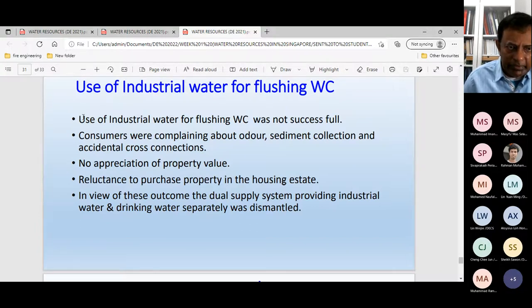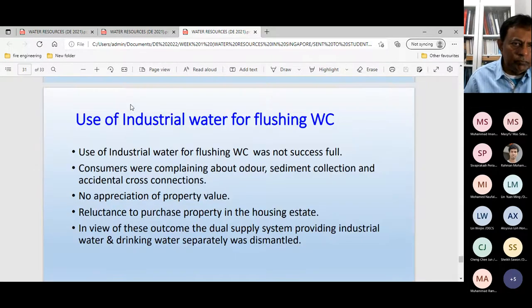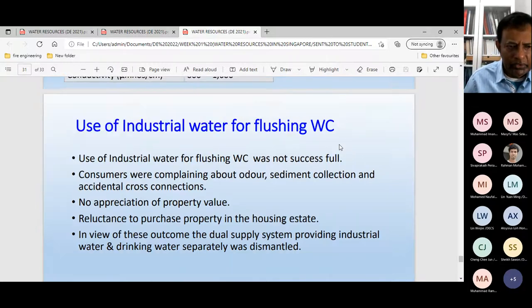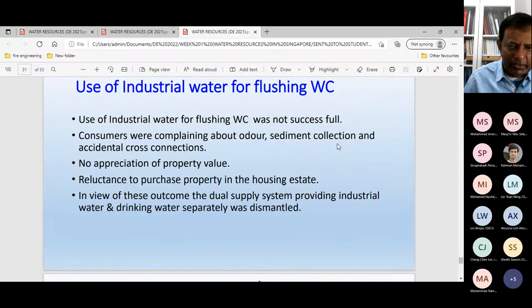They supplied this water for WC flushing, but the consumers were complaining about odors, sediment collection, and also said that the appreciation of the property value was inhibited because of this water. After a few years of permitting its use for flushing, PUB withdrew. In other words, we dismantled the entire pipework because there were a lot of complaints from the public. That was the reason industrial water supplied to Pandan Garden housing was withdrawn.